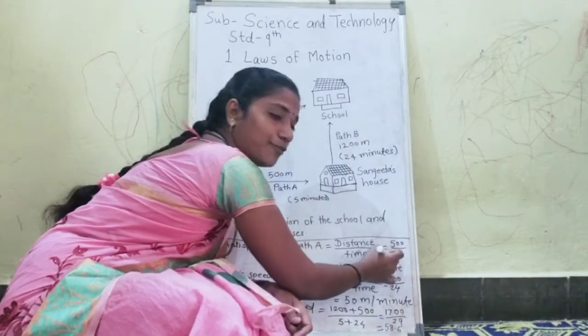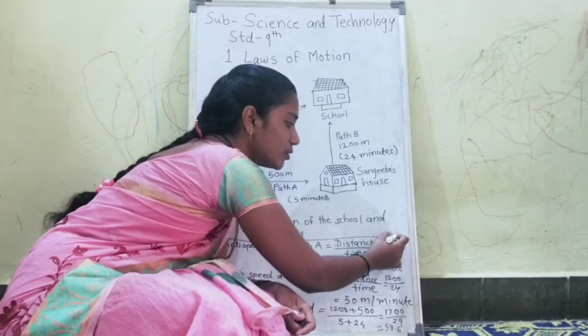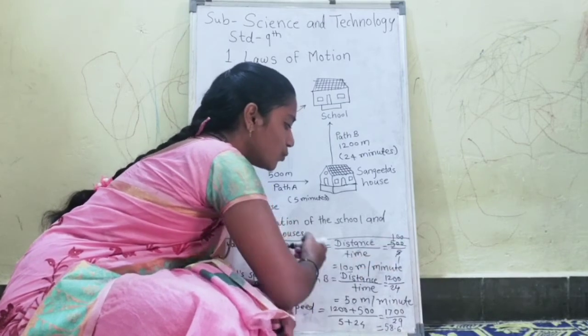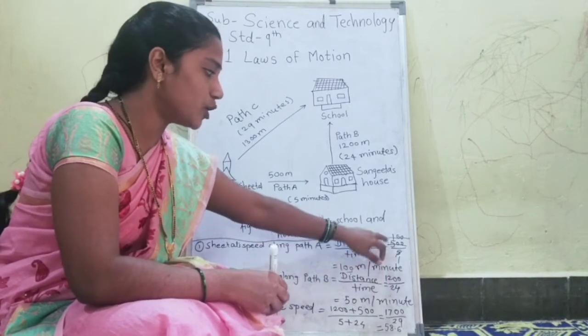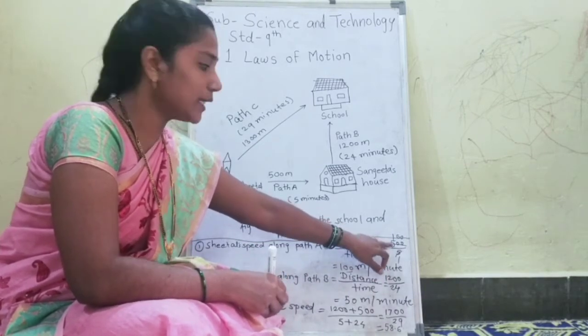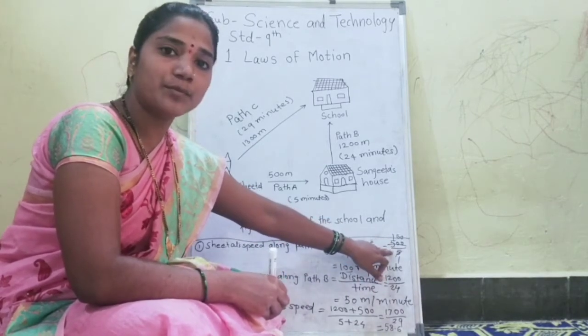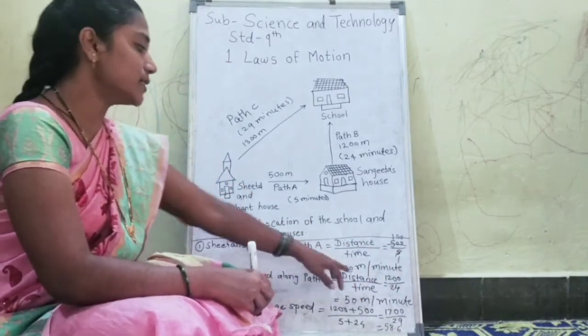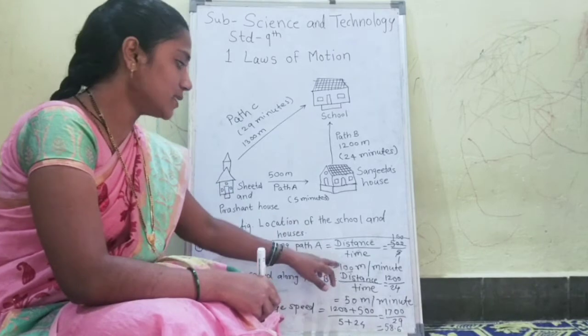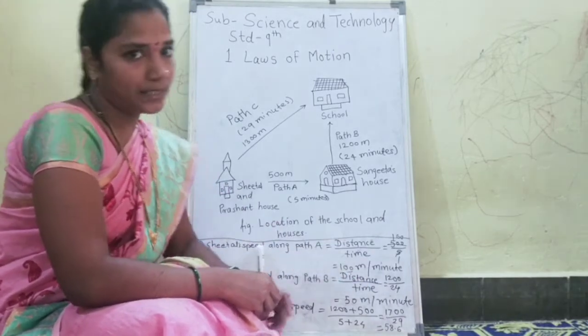is equal to 100. 5 ones are 5, 0, 0. That is 100. 100 meter per minute, because the distance is in meter and the time is in minutes. That is why here the unit of speed is meter per minute. That is 100 meter per minute.